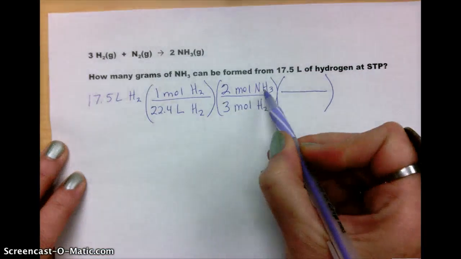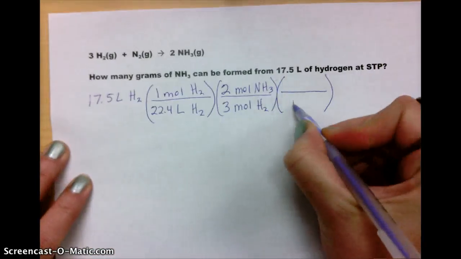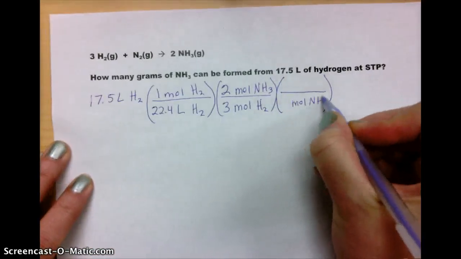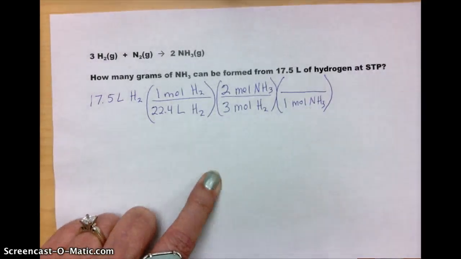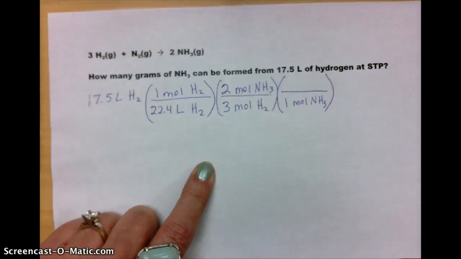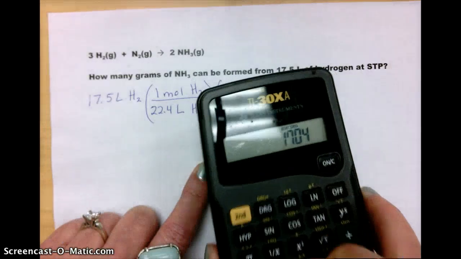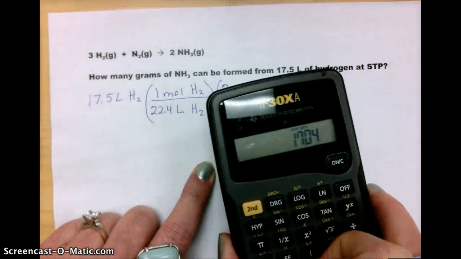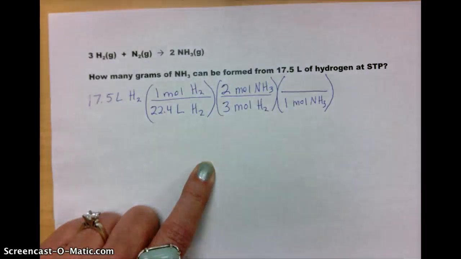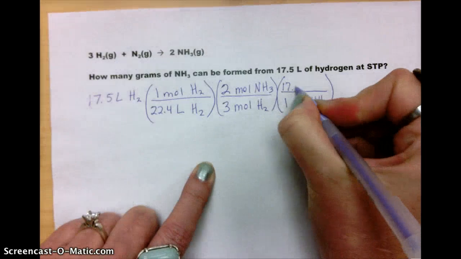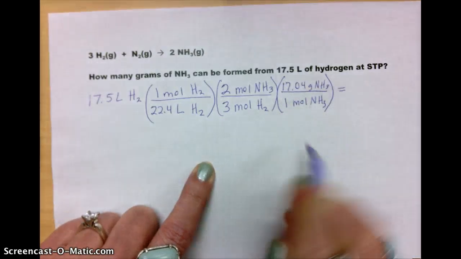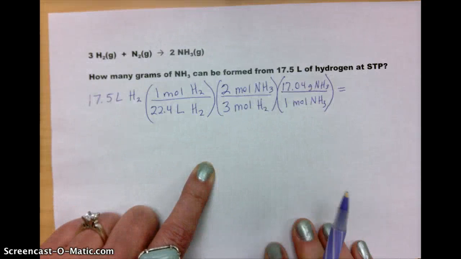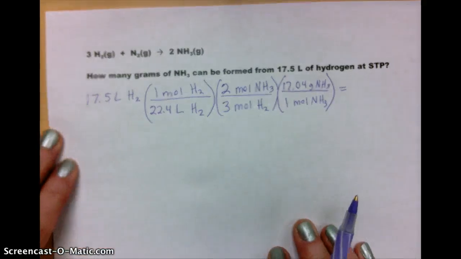Because moles of ammonia is on top, moles of ammonia must go on the bottom, and in a molar mass it is always for 1 mole. I added up the grams in 1 unit of NH3, so it is 1 mole. And it was 17.04 grams for NH3. This allows moles of ammonia to cancel out, and that is our 3 steps.